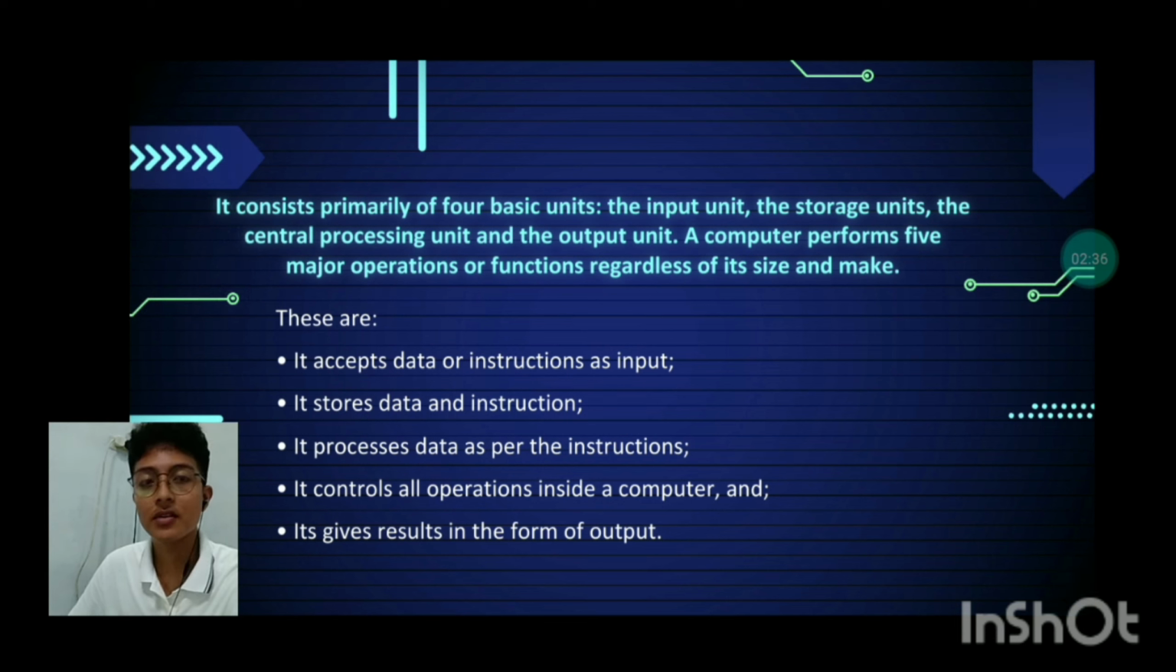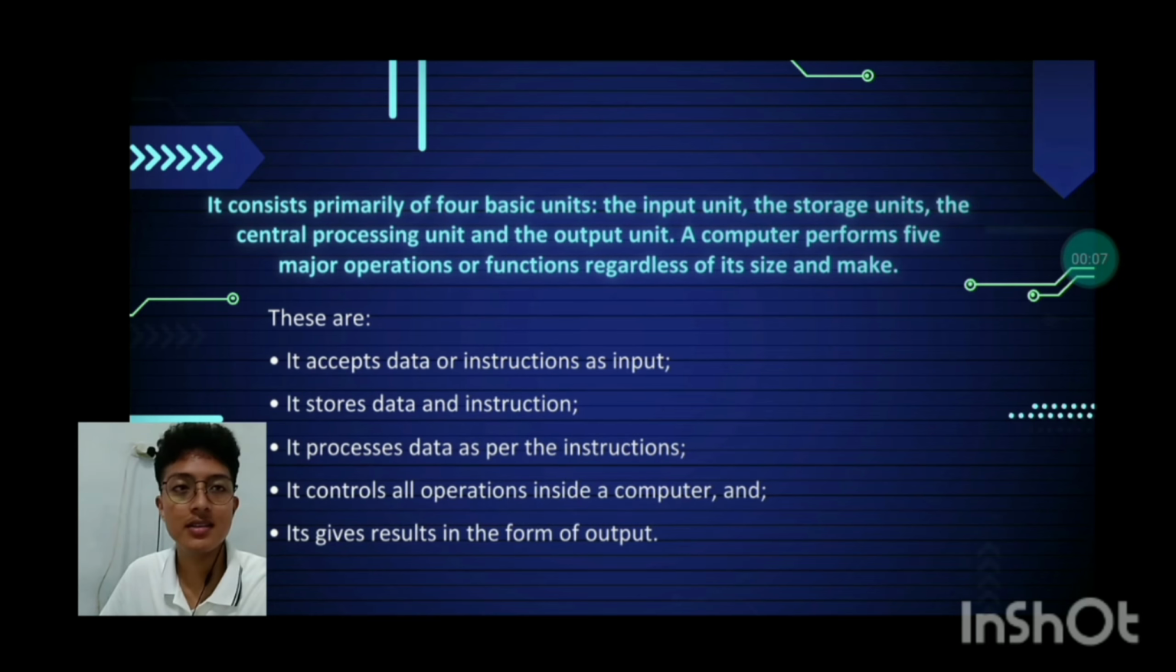Now, the computer system consists of primarily the 4 basic units: the input unit, the storage unit, the central processing unit, which is the CPU, and last, the output unit. A computer performs 5 major operations or functions regardless of its size and make. These are: number 1, it accepts data or instructions as input. Number 2, it stores data and instruction. Number 3, it processes data as per the instructions. Number 4, it controls all operation inside a computer. And last, it gives result in a form of an output. And now let's move on to the next slide.